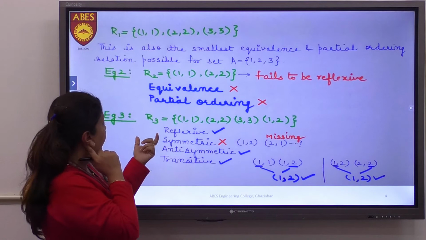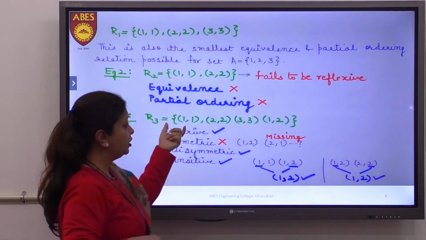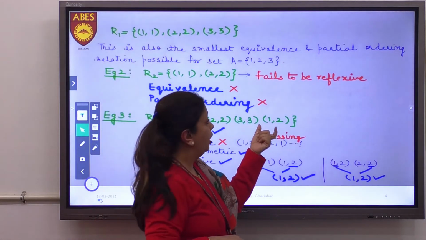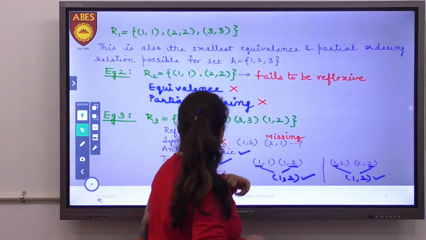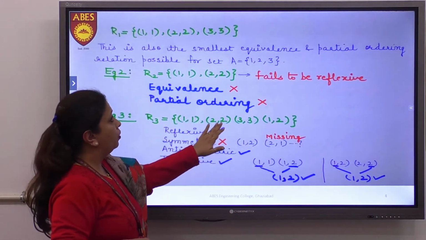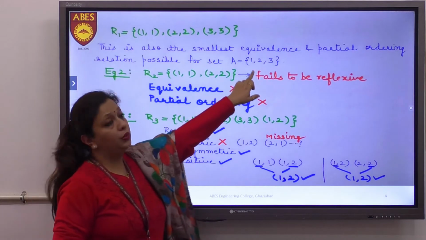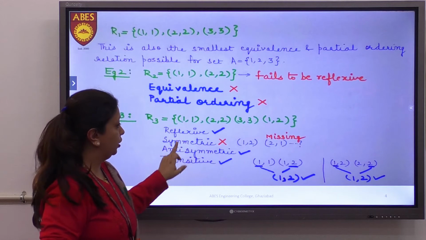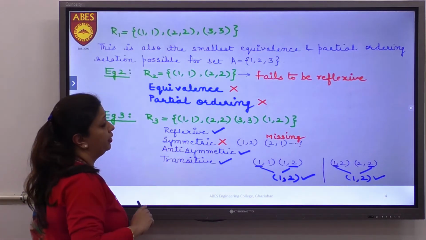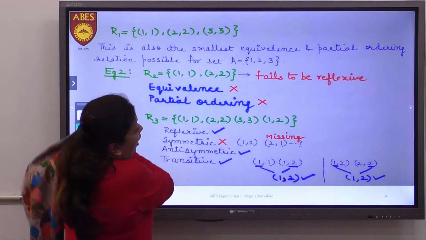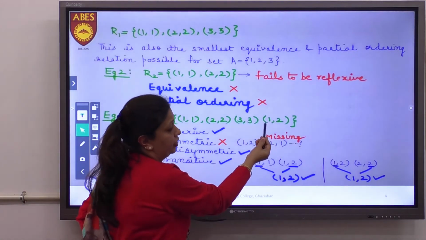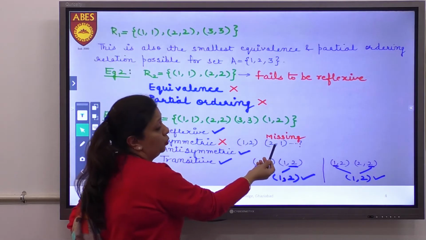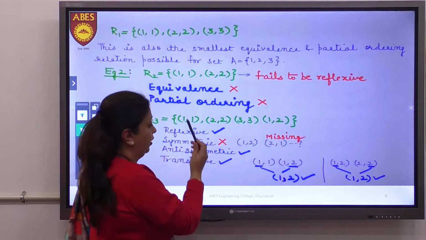Now let's take the third example, that is we have the same elements 1, 1, 2, 2, 3, 3, and a fourth element that is 1, 2. So what happens? This is a reflexive relation because set A has only 3 elements, that is 1, 2 and 3, so all the diagonal elements are present. We can say that this is a reflexive relation. Now talking about symmetric. Is this a symmetric relation? No, because we have a pair of the type A, B, that is 1, 2, but we don't have the pair 2, 1. So since 2, 1 is missing, this is not a symmetric relation.